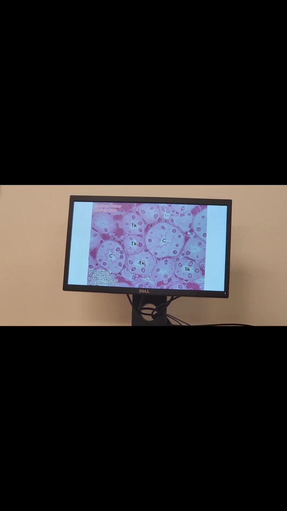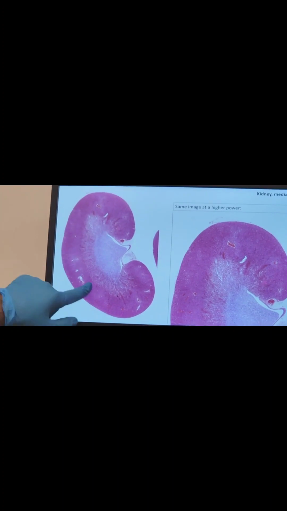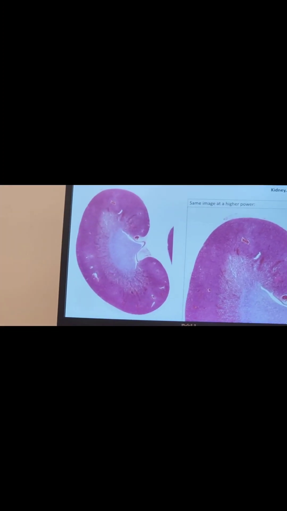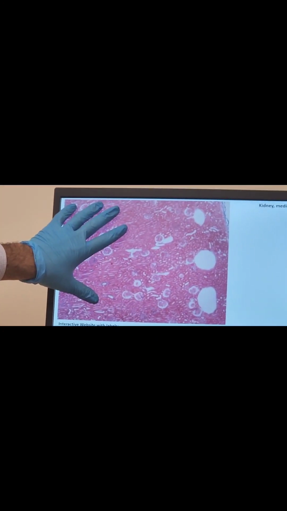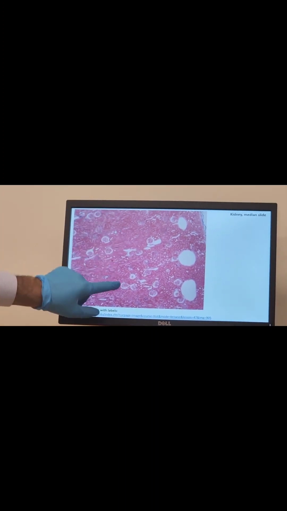The collecting. You have the whole pyramid, that's the medulla, and this outer part is the cortex, and this covering is the capsule. So that part is awesome. What is this region? The cortex. Everyone understand why this is the cortex, guys? Because you see a lot of corpuscles here.